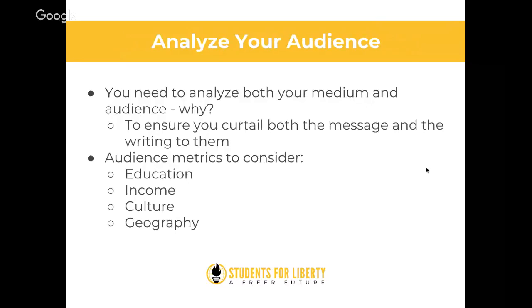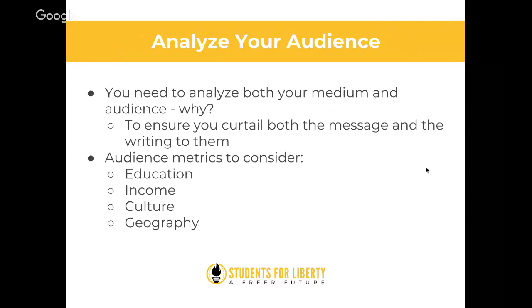The next important thing that you need to do is analyze your audience. So the biggest mistake you can make is writing something without analyzing your audience. An example for this is if you're in school and you're writing a paper for a professor, you know who your audience is going to be. You know it's going to be that professor.